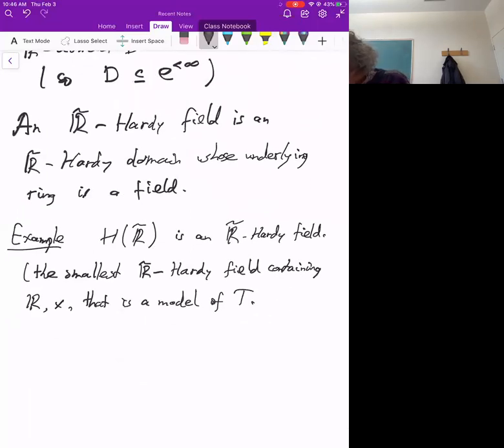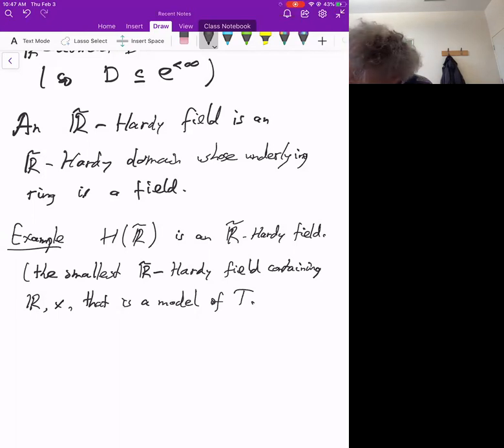Of course, any R tilde Hardy field that's a model of T is in particular a real closed Hardy field, because T extends the theory of real closed fields. And now we are going to generalize the fact that the real closure of a Hardy field is again a Hardy field.